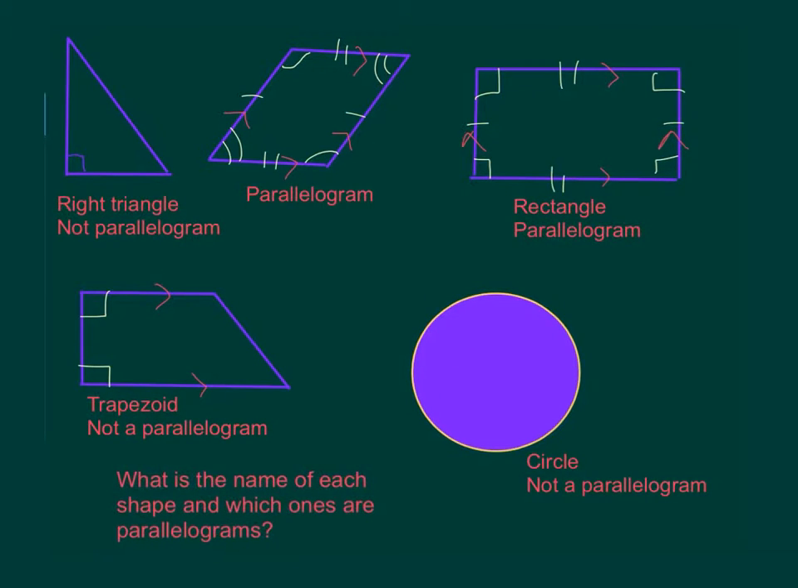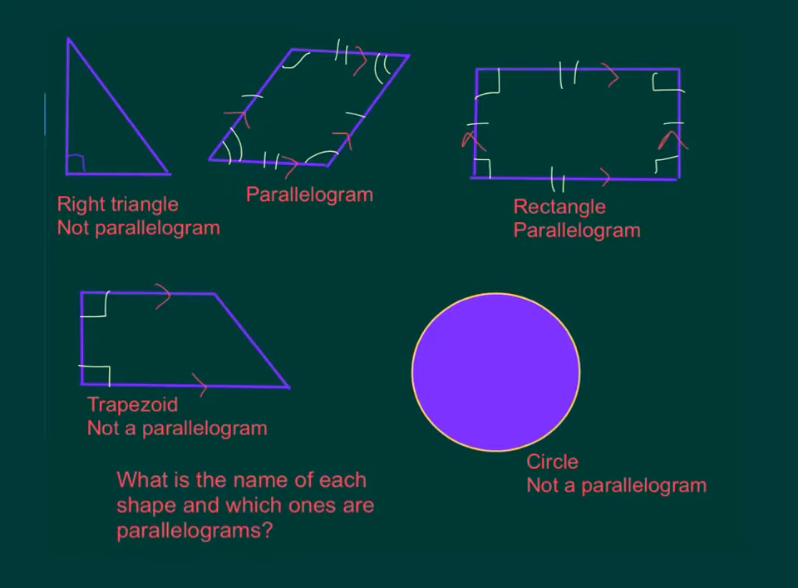Here are the answers for your first exercise. The first shape is a right triangle. Not only does it only have 3 sides, but also none of them are parallel. Your second shape is a parallelogram. It has 2 pairs of parallel sides, and also the opposite sides are congruent and opposite angles are congruent.